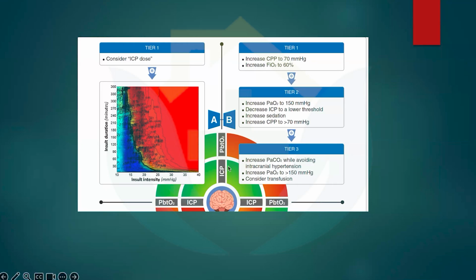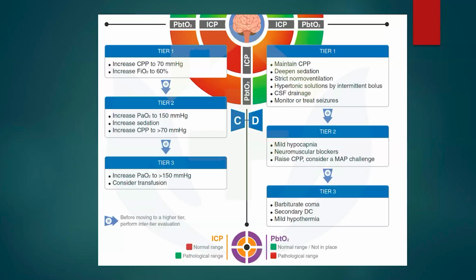Why? Because your ICP is normal in this category. You just increase the PCO2 to elevate your cerebral blood flow minimally, and consider transfusion if your hemoglobin is low. That is the basic feature of this kind of patients.